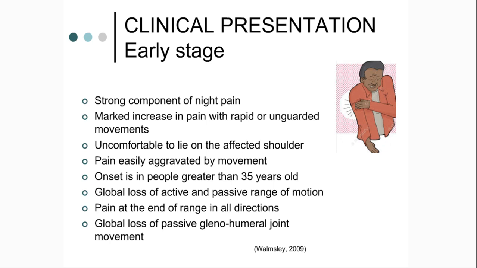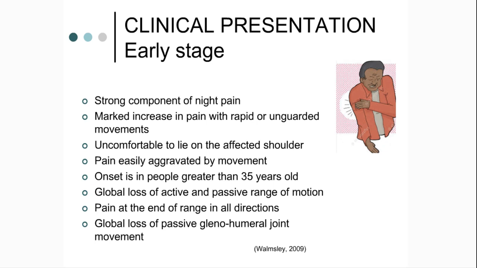So a strong component of night pain. I don't know that it always differentiates, but it is important. Interestingly, the experts also came up with a marked increase in pain with rapid or unguarded movements. Patients disliked lying on that side, which again is fairly common with a lot of shoulder problems. Pain easily aggravated by movement, which I think, if we quiz people, can be quite characteristic of this. The age is probably no surprise. So those first set of criteria were mainly related to pain.